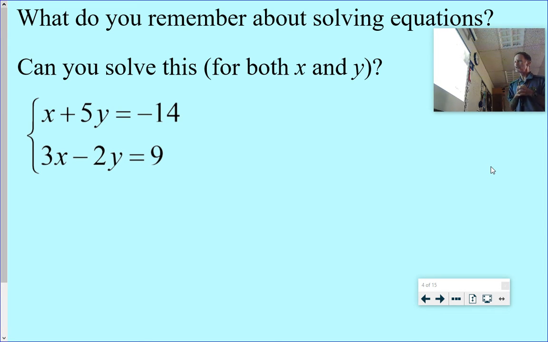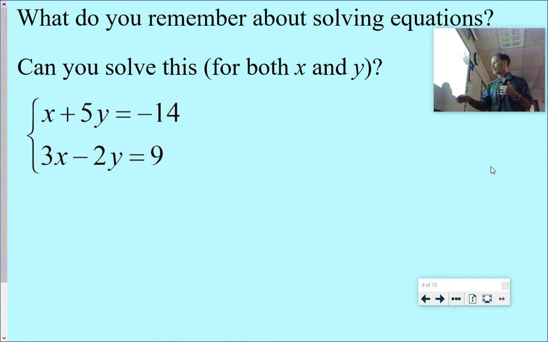When you do substitution, you want to look at the two equations. Our goal here is to find the x and y solution at the same time, so what x and y value makes both of those equations true at the same time. Look at those two equations and notice it's pretty easy to get that top equation and get x by itself.